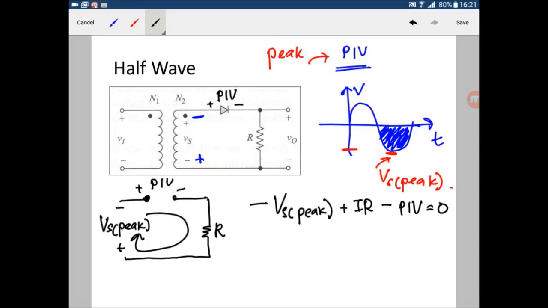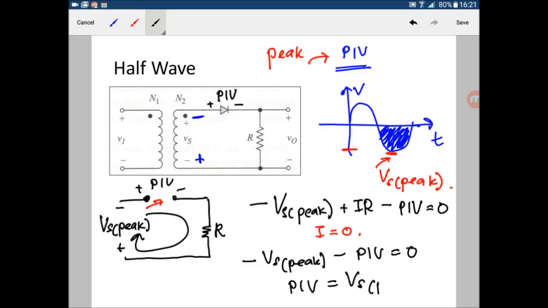That's the KVL. But note that because it's an open circuit here, the diode is off, so I equals 0. Hence you will get minus Vs peak minus PIV equals 0. Hence the peak inverse voltage equals Vs peak. Then we get the answer. This is how you derive the peak inverse voltage for a half-wave rectifier.